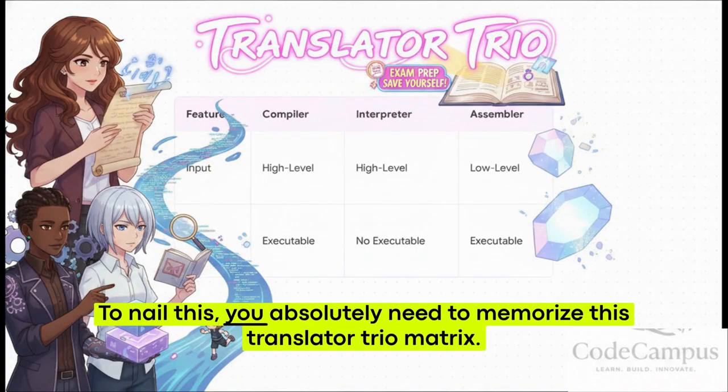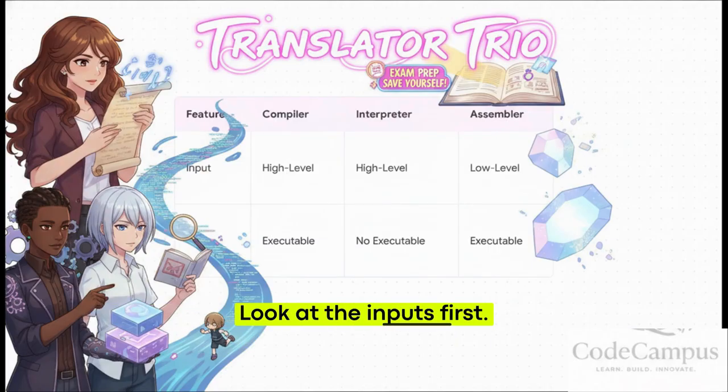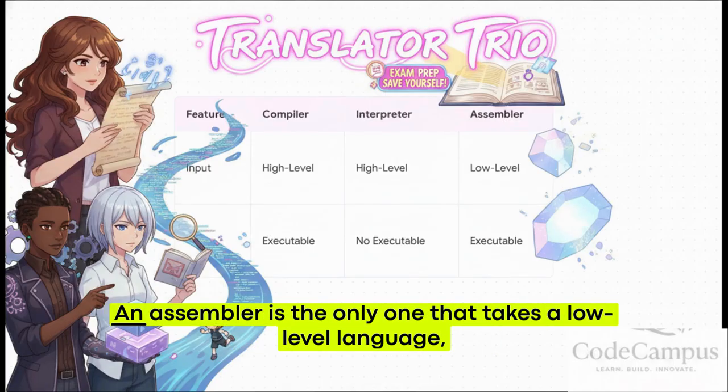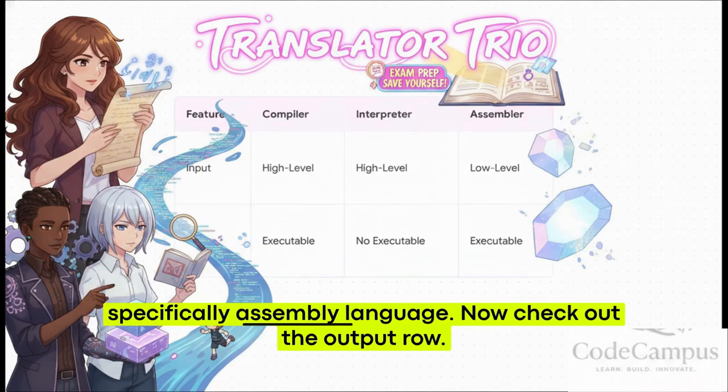To nail this, you absolutely need to memorize this translator trio matrix. Look at the inputs first. Both compilers and interpreters take high-level language as their input. An assembler is the only one that takes a low-level language, specifically assembly language.